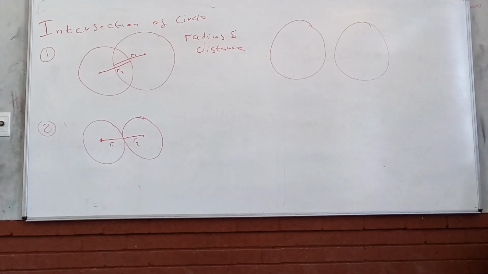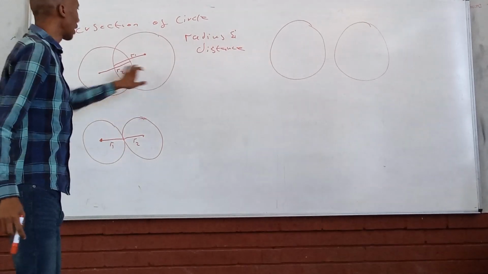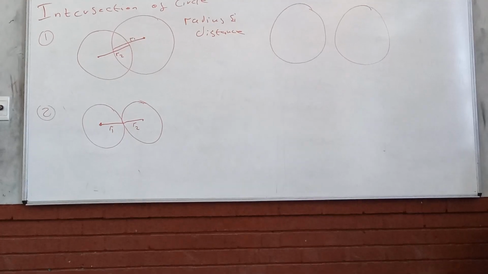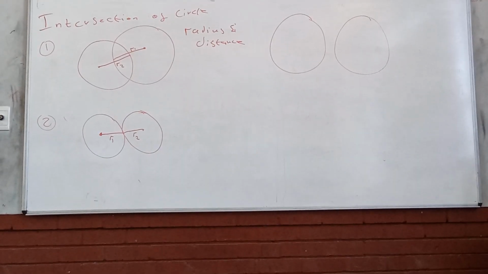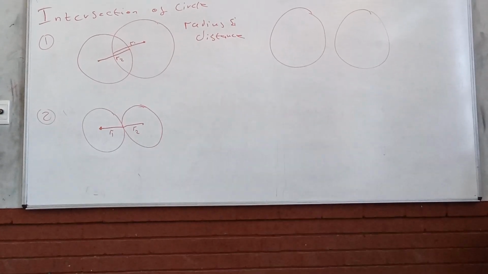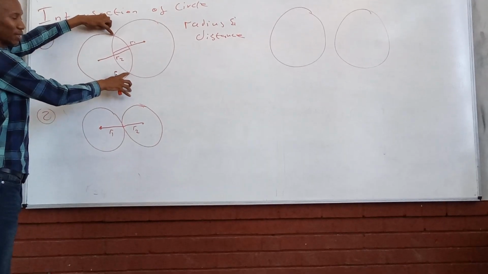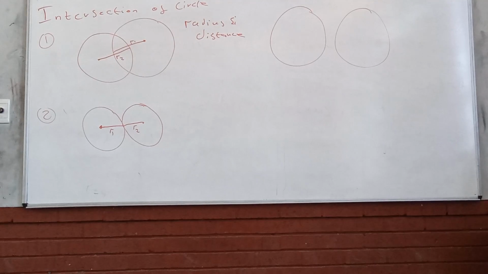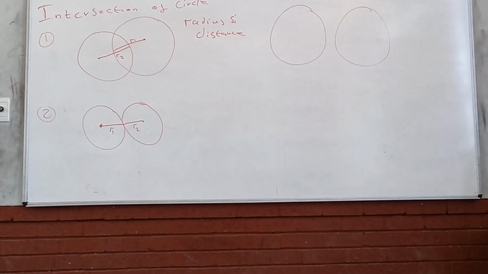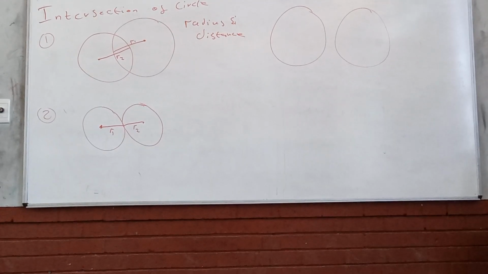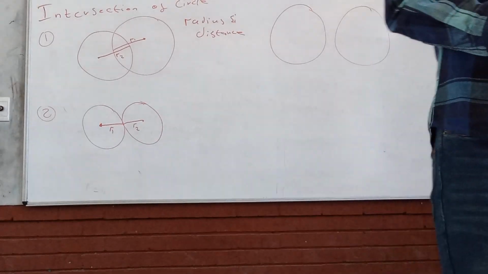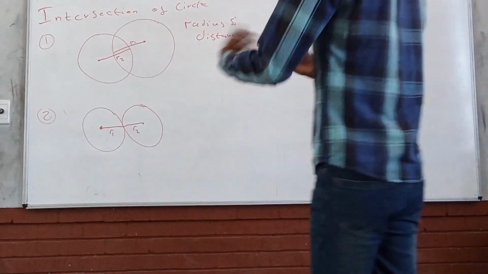Number one, when I say these two circles, what do they do? They intersect. But remember, in your question paper, you have to prove: do they intersect or do they not intersect?